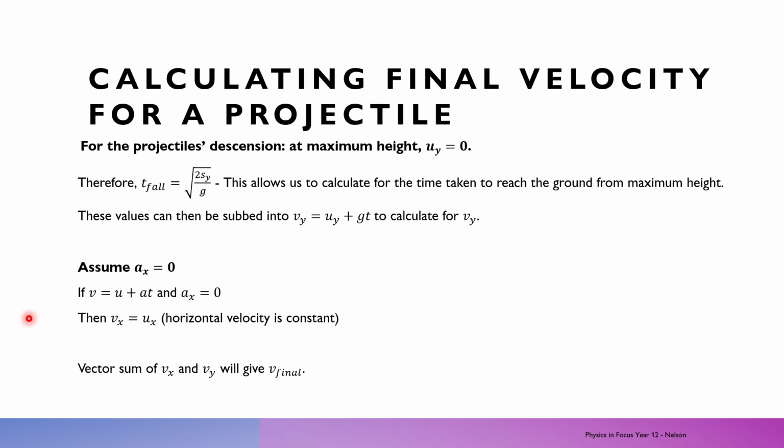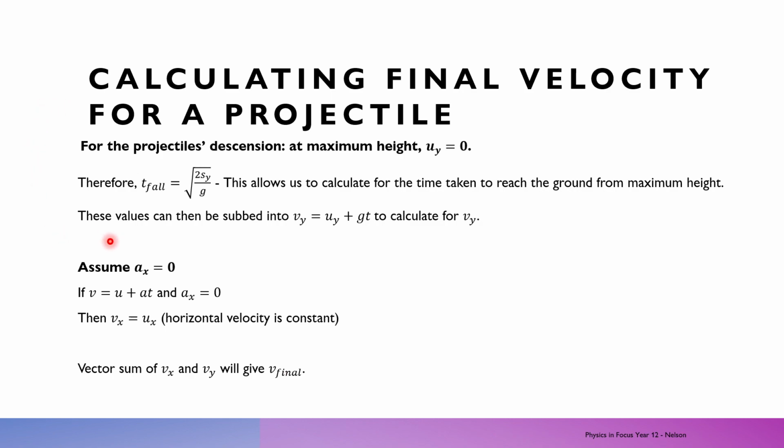We're now going to look at how we can calculate the final velocity for a projectile. In order to do this, you're going to have to first be able to calculate vy as well as vx. Once we have those 2 values, if we know the final velocity in the y and x axis, we can do a vector sum to give us the final vector for that final velocity.